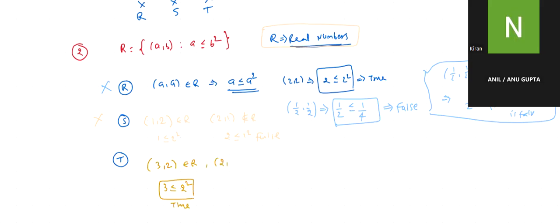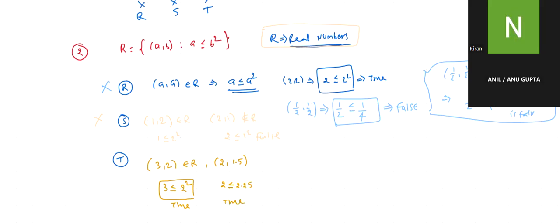Now (2, 2): let's take a value less than 2, let's take 1.5. So (2, 1.5) means 2 is less than or equal to 1.5 squared. 1.5 squared is how much? 2.25, correct? Yes, this is also true. This also belongs to R.